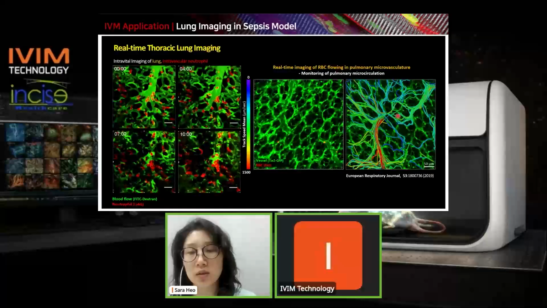And on the right, this is the imaging of red blood cells flowing inside of the vessel. Because the red blood cells were labeled using DiD, their signal can be tracked and their flow speed can be measured using separate software.